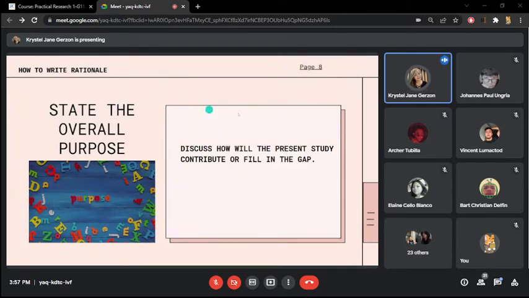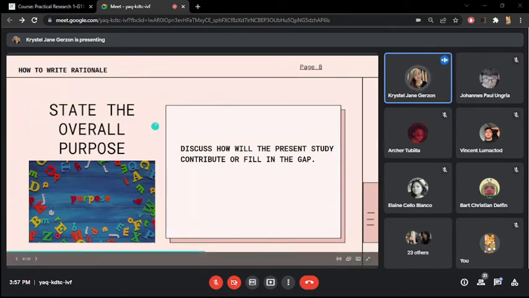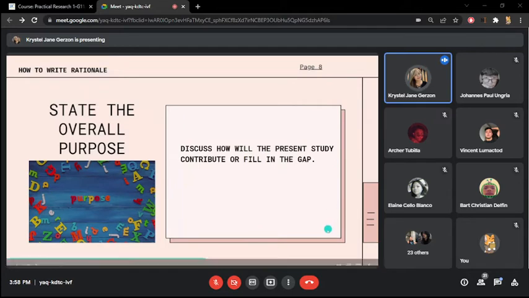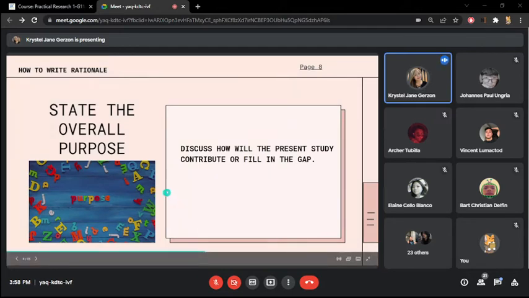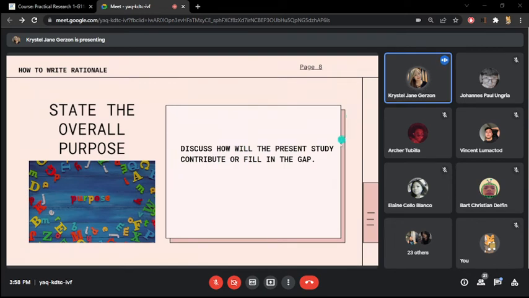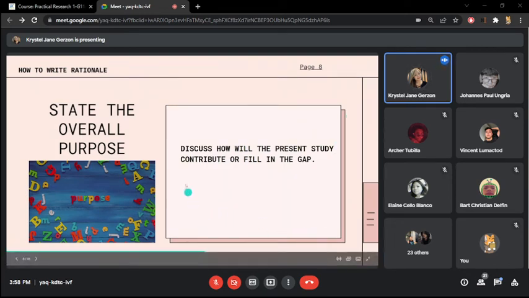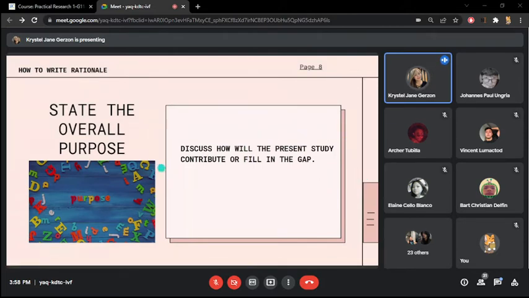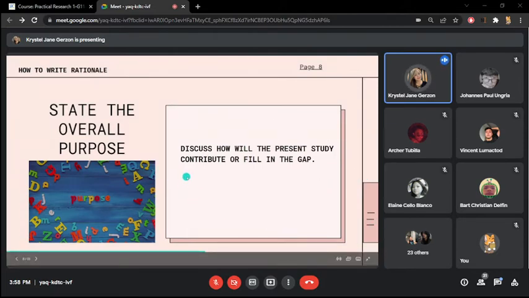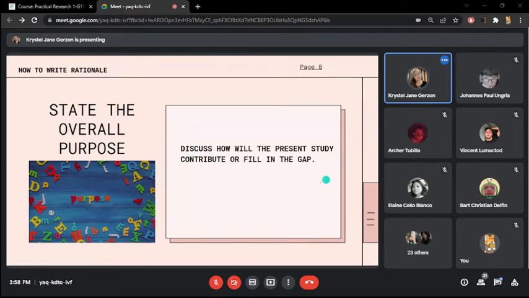Then, of course, state the overall purpose. This is also one of the most important elements of your rationale, aside from statistics, because this is how we can tell your readers why, or what's in it for them, what's in it for all of us. If you have explored the experiences of these students who are addicted to online games, so what? So what if you get to know their experiences? This is also where you are going to tell us about the overall goal or purpose of the study. So you provide a bigger picture.